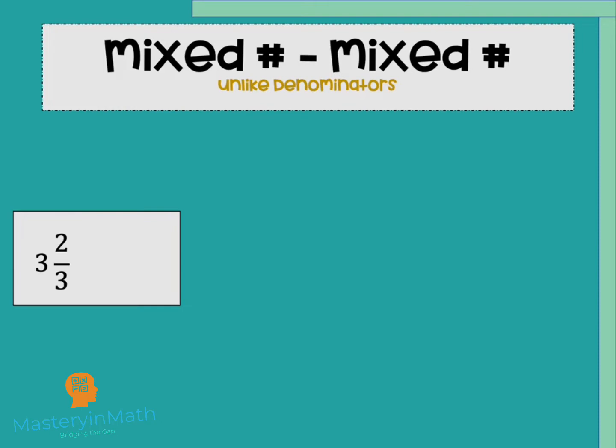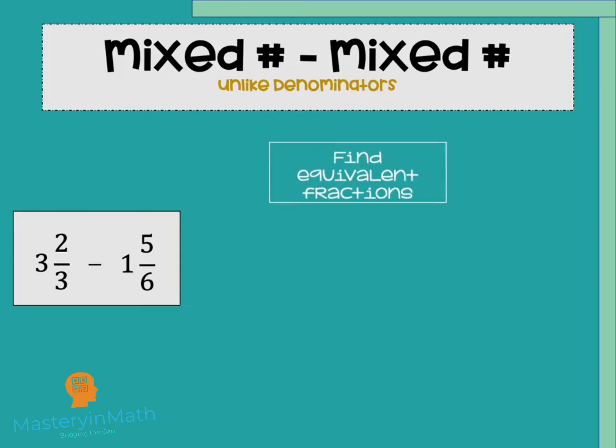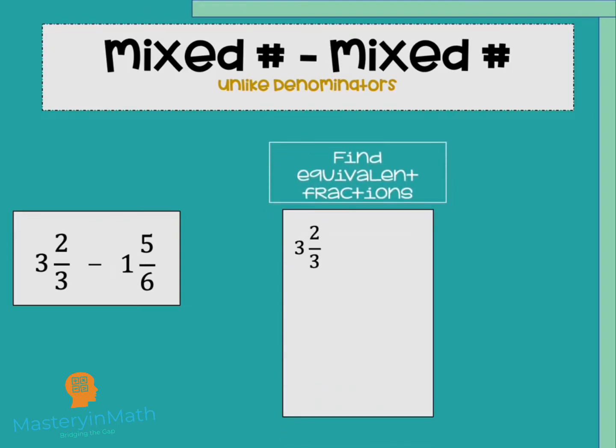Here's a mixed number. You have 3 and 2/3 minus 1 and 5/6. And what you're doing is you're taking away 1 and 5/6 from 3 and 2/3. And as I always say, you want to make sure that you look at your denominators, because if your denominators are different, we want to make sure that we find equivalent fractions of them. And we already know how to find equivalent fractions.